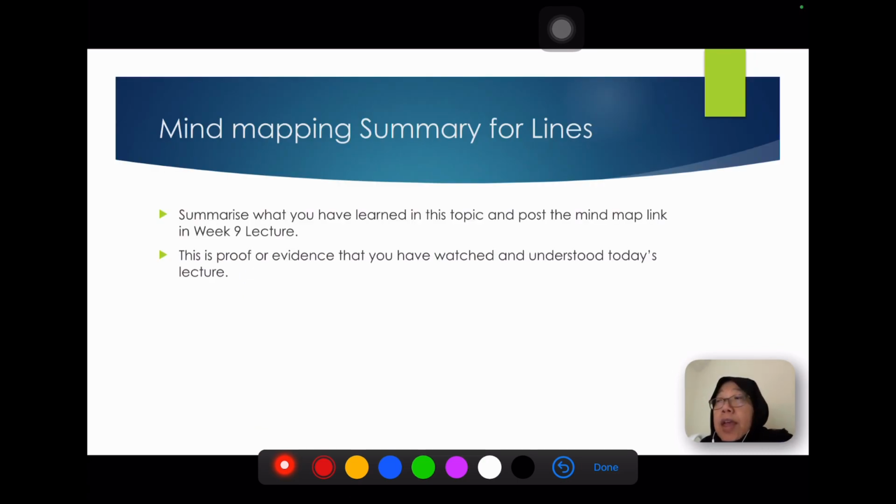So we have come to the end of the week 7 lecture. After you have watched the videos and understood about lines, line segments, and rays, and then parallel lines and perpendicular lines, in your notes you can draw a mind map. And add that into your lecture notes for the week 9 lecture.